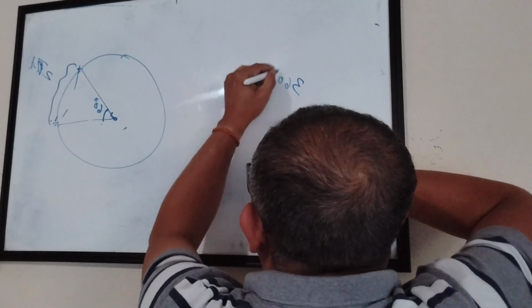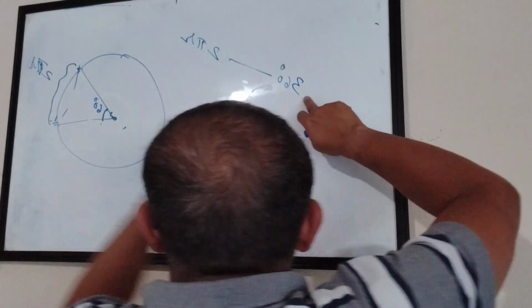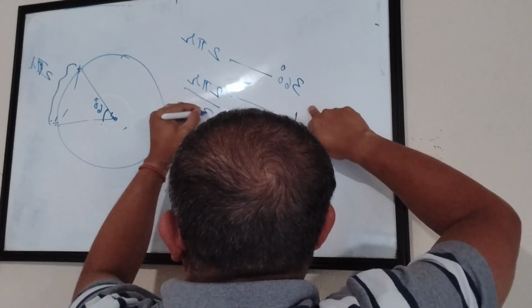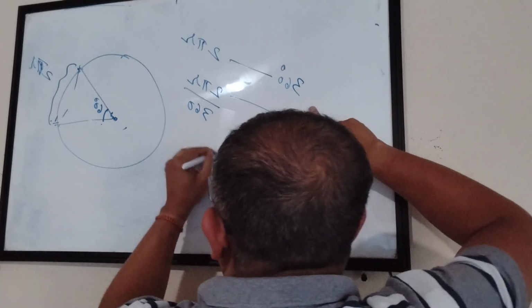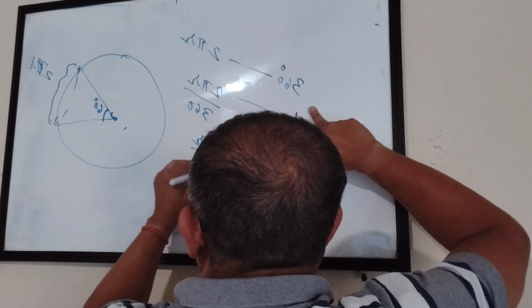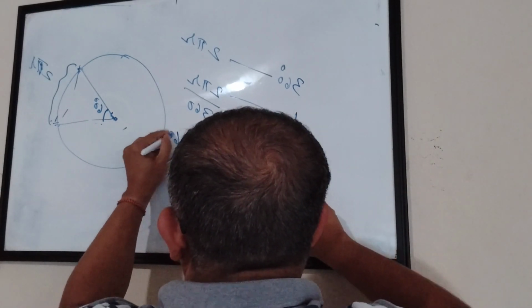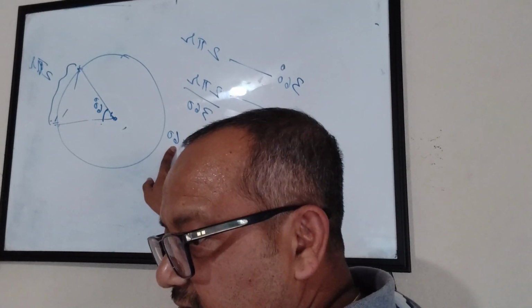360 degrees would have been the complete 2 pi r. If it was 1 degree, it would be 2 pi r divided by 360. Since we are talking about 60 degrees, it will be 2 pi r divided by 360 and multiplied by whatever is the value for 1. So for 1 degree it is this much, so for 60 degrees it will be 60 times this.